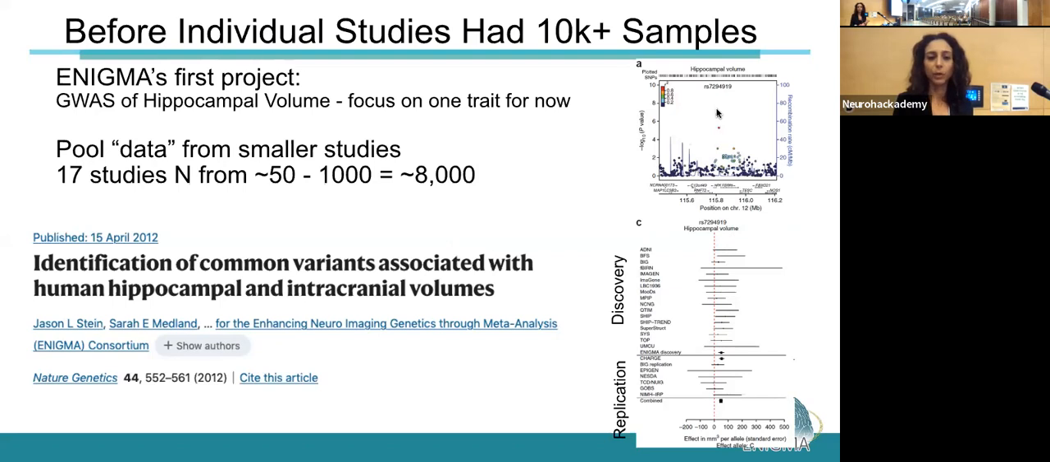So we had a discovery sample with these 17 studies, and we found one location in the entire genome, within or outside of a gene, that we hadn't really considered looking into before. It was not a significant candidate for anything, but we did find that it was very much associated with hippocampal volume. And you can see this is a forest plot where we showed the effect and the variance of that effect across each of the different studies that were included.